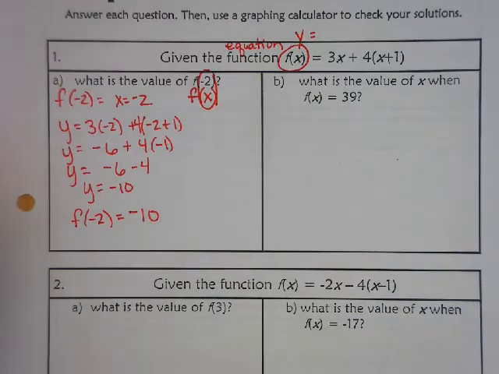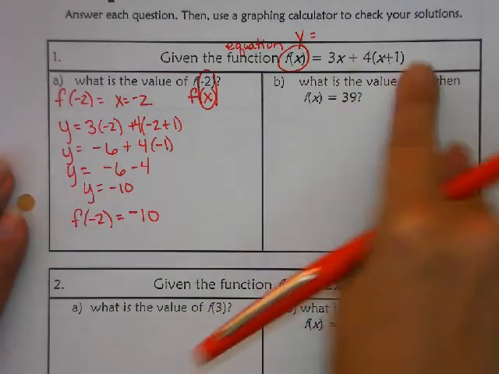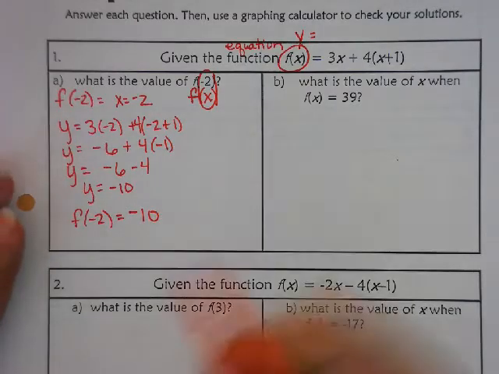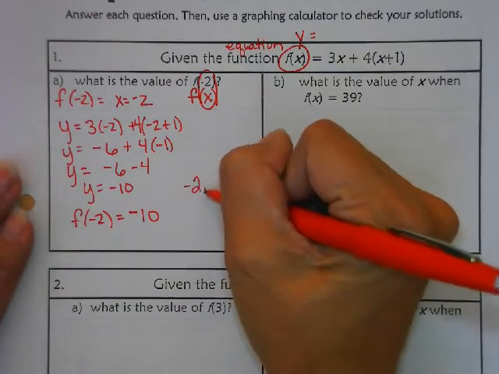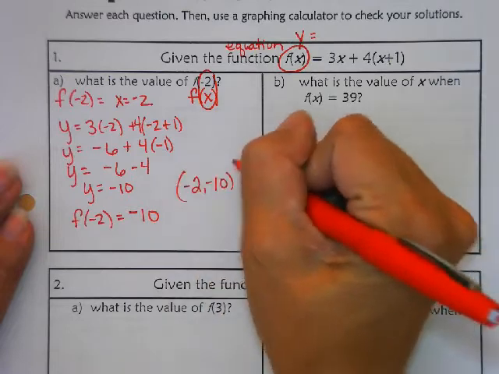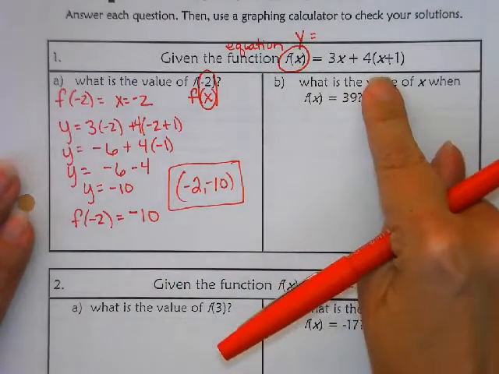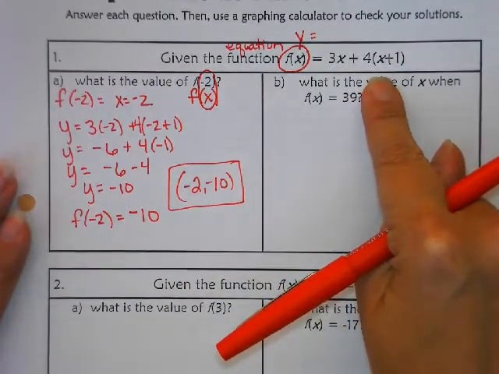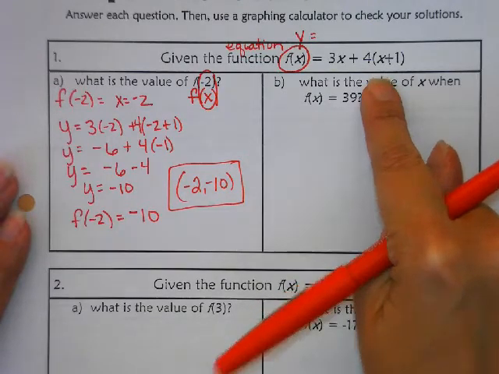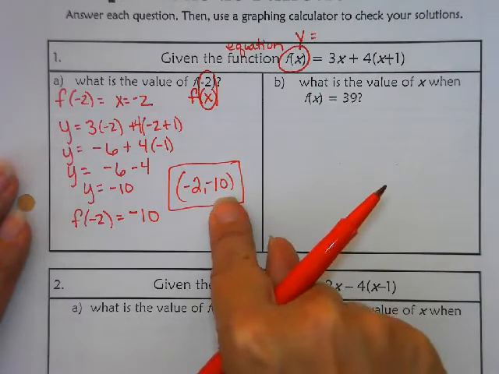So let's translate to what that means. When we graph an equation like this, which we'll get to, that means that negative 2, negative 10 is a coordinate on this line. That's all it's saying. It says that when you put in negative 2, you get out negative 10.